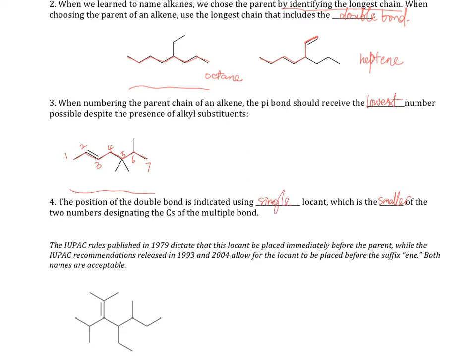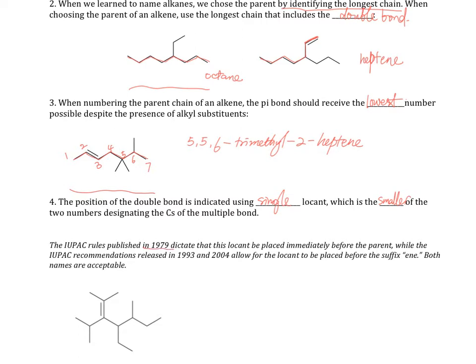Okay, now can we try to put the names together for this structure? So the same rules for naming substituents apply. I would put substituents first, which in this case is going to be 5,5,6-trimethyl, and I want to indicate the double bond location with 2-heptene. So we can name it this way, following the rule by IUPAC around 1978.